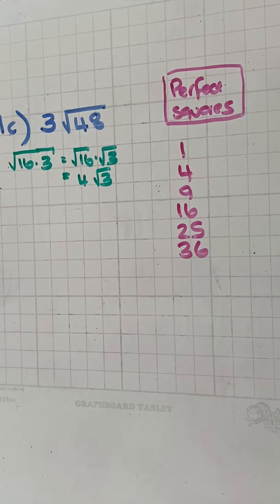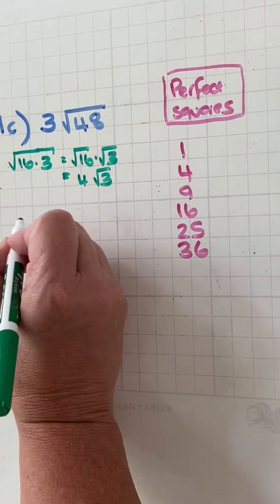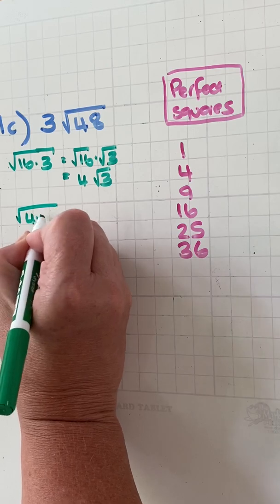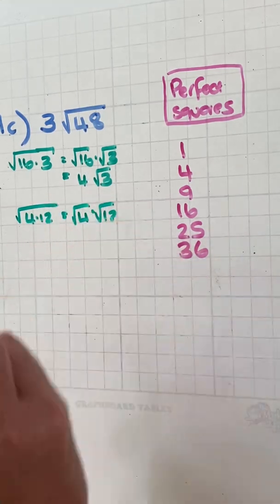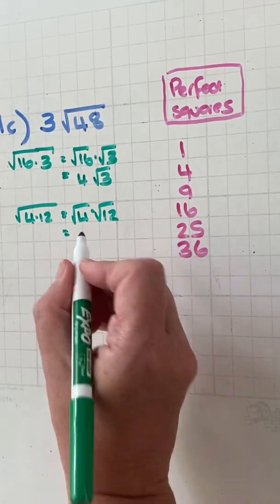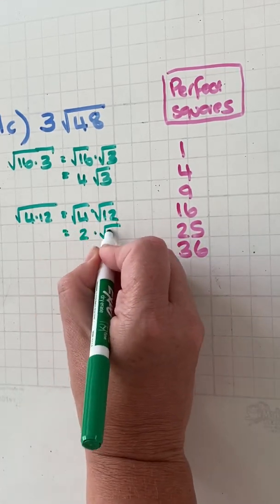Now, you might not recognize right away that 16 divides evenly into 48. It's not necessarily a factor that we all have ready in our brain. So you might have picked 4 to start with. If you did that, you could have done 4 times 12. And then you would make that the square root of 4 times the square root of 12, and the square root of 4 is 2 times the square root of 12.